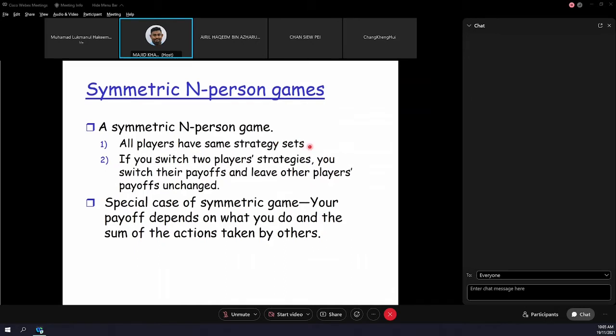When you are doing coalition, it means both of your firms, although both are doing handphones, let's say handphones, you will have the same strategy. Example, to advertise or not to advertise, to bring out a new version of phone or just keep it with the current technology. So if you switch two players' strategies, you switch their payoff and leave other players' payoff unchanged. This is a special case of symmetric game.